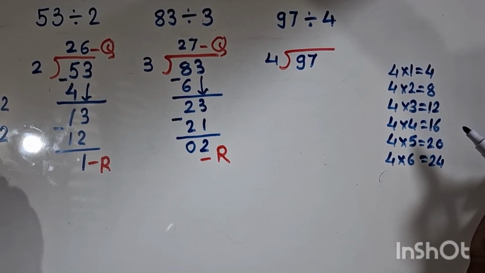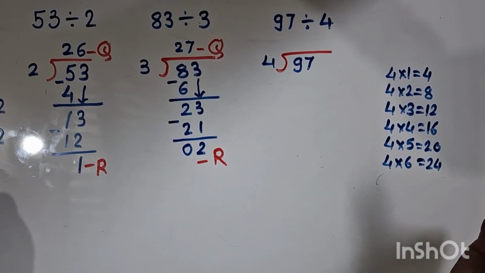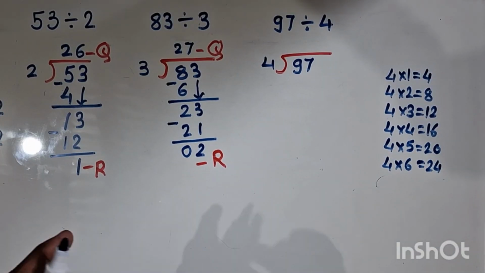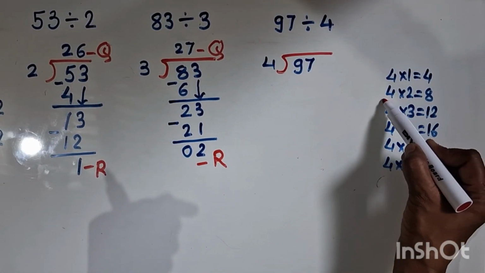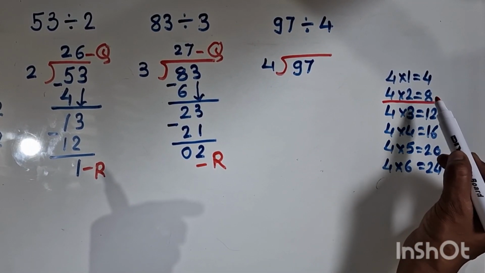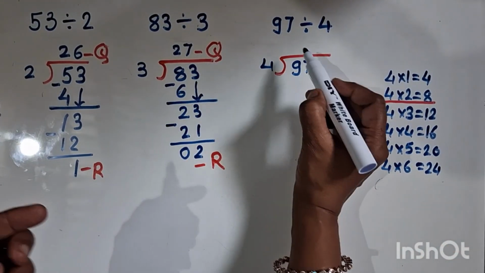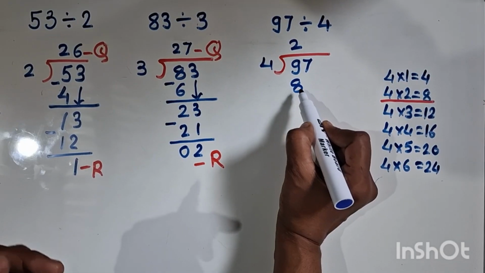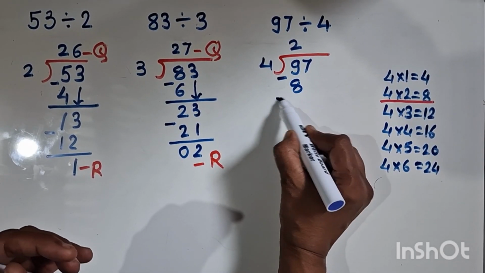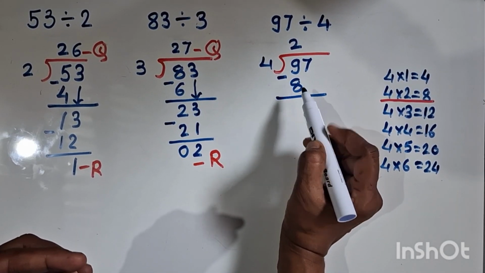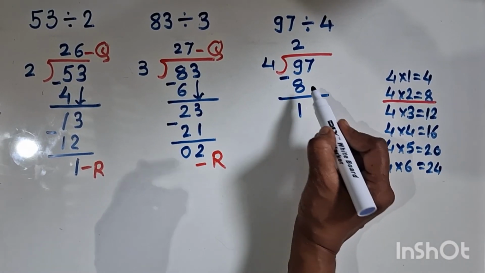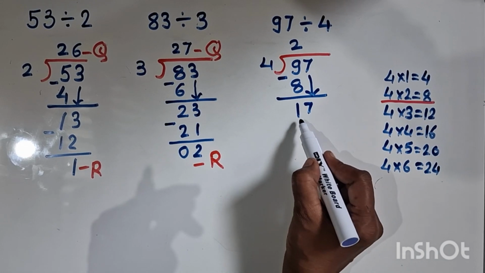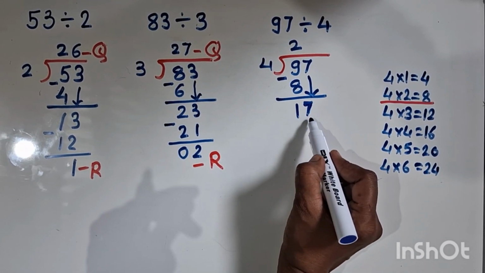Then what to do? Now, we have to find such a number which is less than 9 and nearest to 9. Which is that number? That is 8. 4 2s are 8. Here we write 2. 4 2s are 8. Subtract that 8 from 9. 9 minus 8, our remainder is 1. Now take down that 7 beside the 1. Now it will become 17.